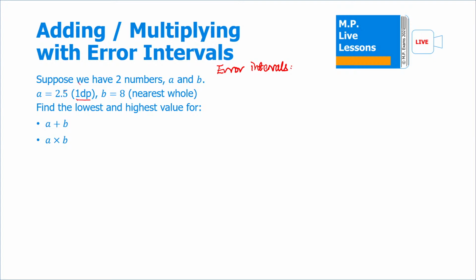So 1 decimal place is just 0.1. So if we half that, it's 0.05. So that'll be over or under. So A would be between 2.45 and 2.55. And nearest whole is just 1, so that'll be half above or half below. So B is between 7.5 and 8.5.